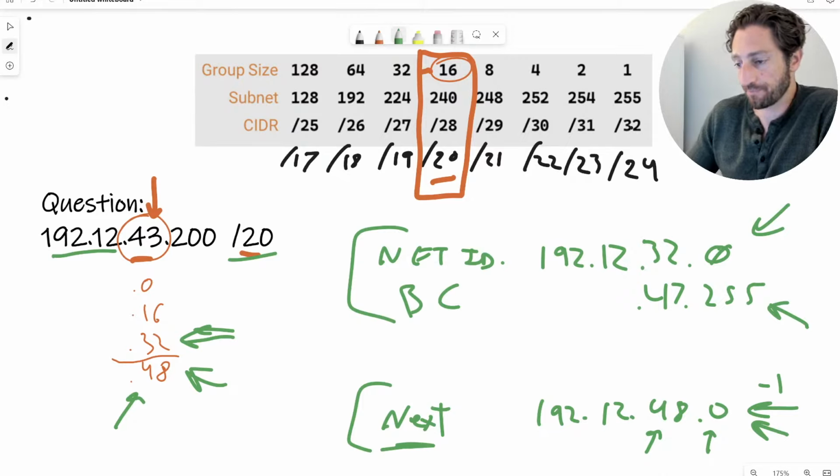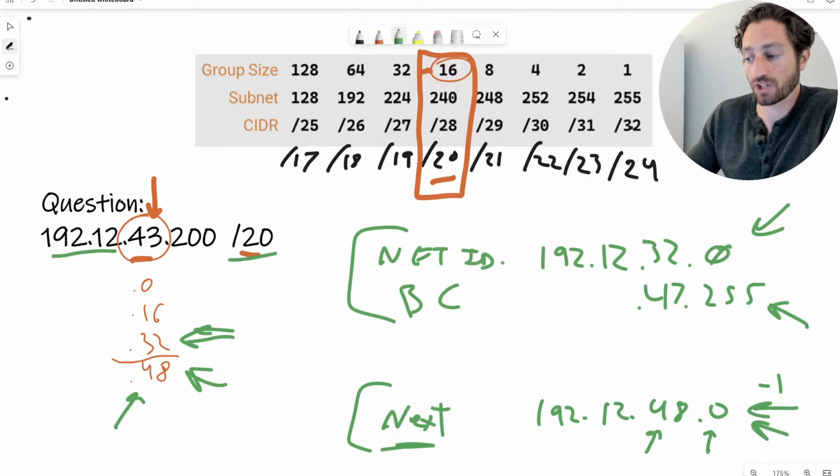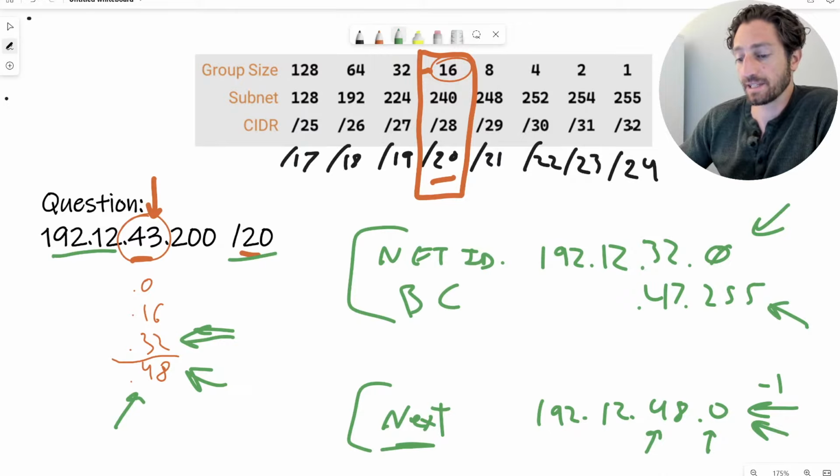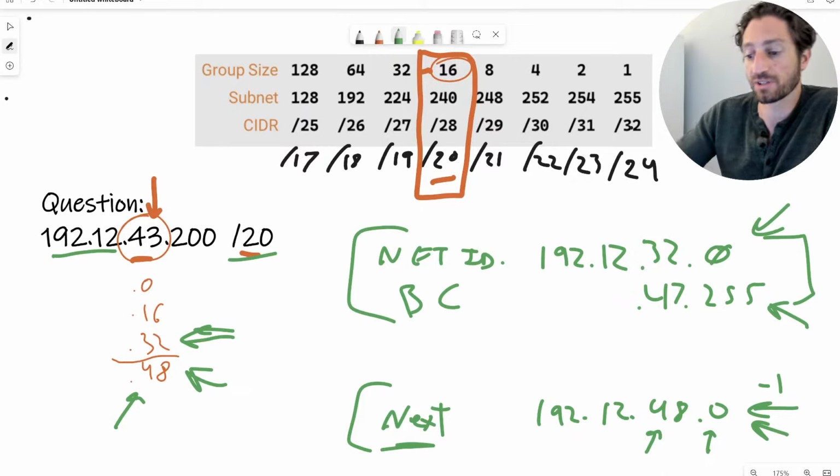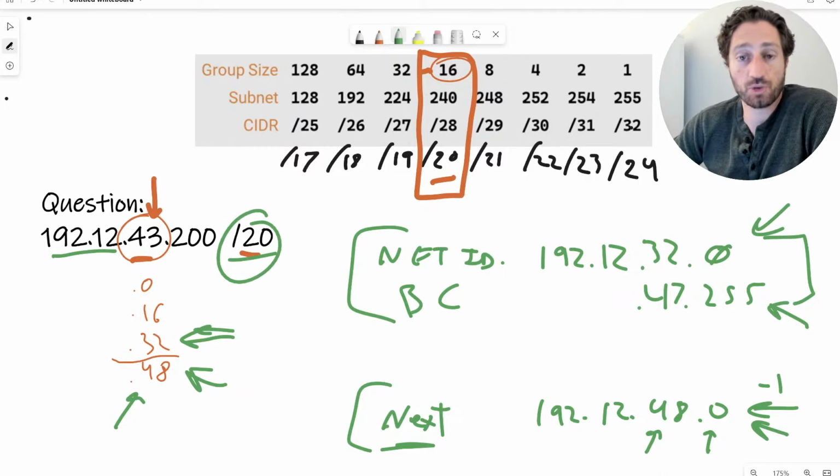So if a subnetting question came up on a test or something like that that said something like, is the IP address 192.12.35.0 a valid host address? It would absolutely be a valid host address because it falls within the range, within the first host and last host IP address range, even though it's .0. Since it's a /20, the fact that it ends in .0 is totally fine. It's a perfectly valid host IP address.